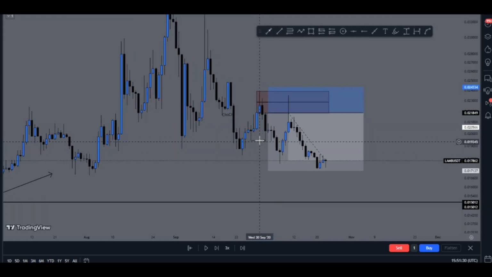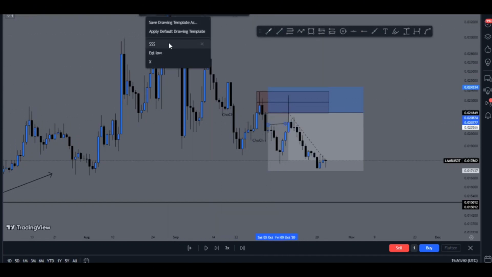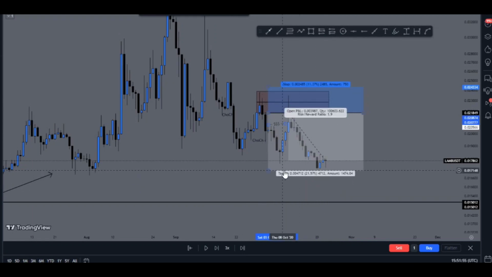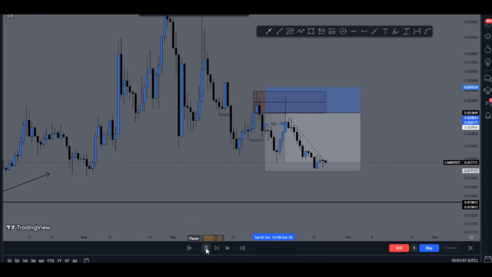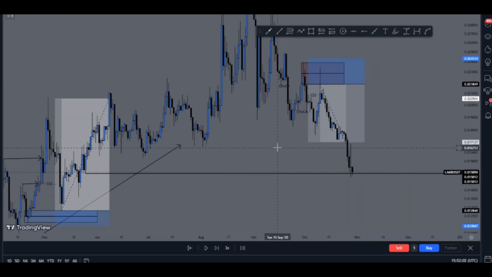When this low was taken out right here, this high wasn't tested. That's why the market took this liquidity right here, those that put their liquidity right here, and came back down to hit TP. Then the market kept on going down. So this is how you get your supply zone.